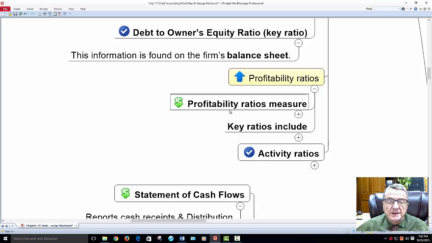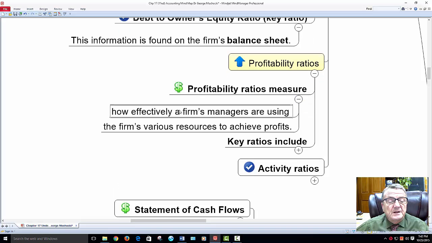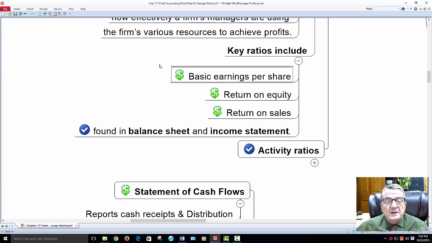The one I'm interested in, profitability measures what? How effectively a firm's managers are using the firm's various resources to achieve profits. Some of the key ratios for profitability would be basic earnings per share, return on equity, anything I put money into, return on sales, how much I'm selling. Am I making money on the goods I'm selling? I should be.